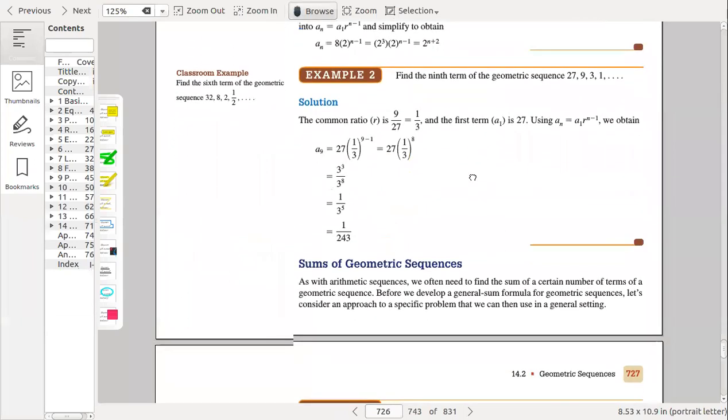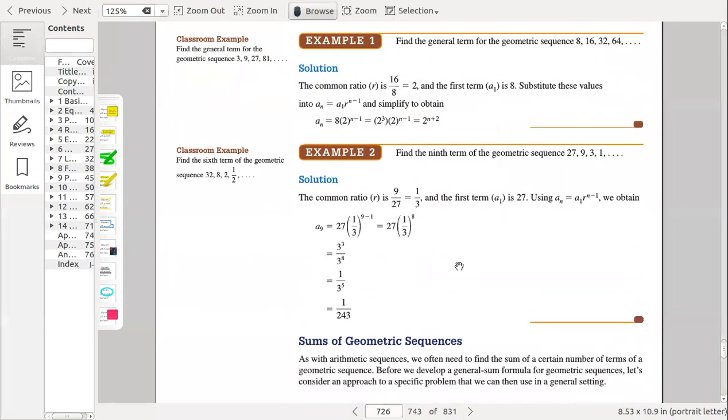Similarly, in the second example, find the ninth term of the geometric sequence 27, 9, 3, 1, and so on. So what is the common ratio? Just divide 9 by 27, and you will get 1 by 3. Or you can divide 3 by 9, again you will get 1 by 3, or divide 1 by 3, you will also get 1 by 3. It means 1 by 3 is the common ratio and the first term a1 is 27.